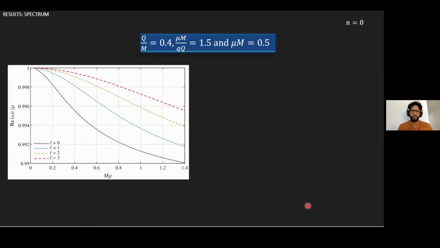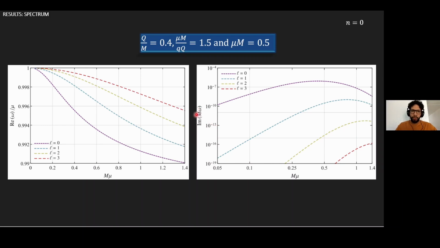Now let's start our discussion about the quasi-bound spectrum. Here we show the real part of the spectrum as a function of the mass coupling. We are considering here the fundamental mode and the lowest multipoles. We can observe that at low values of the mass coupling, the real part is well described by the hydrogenic approximation, as we expect. And as we increase the value of the mass coupling, we can notice that the ordering according to the angular momentum is maintained.